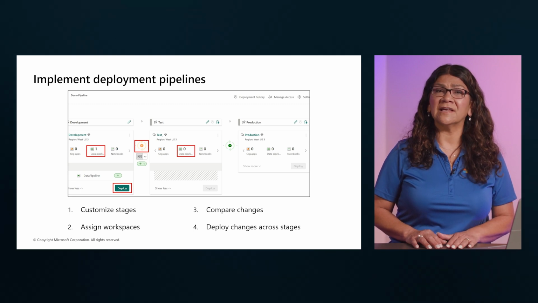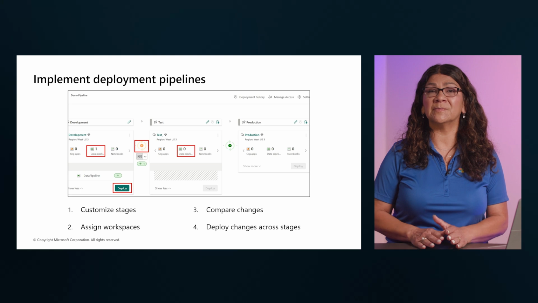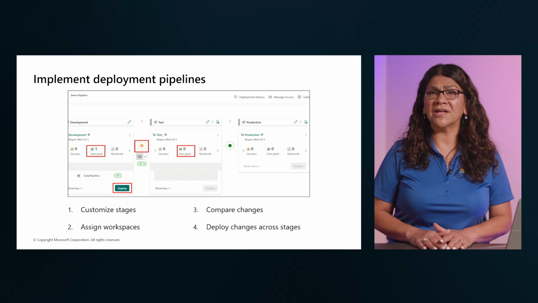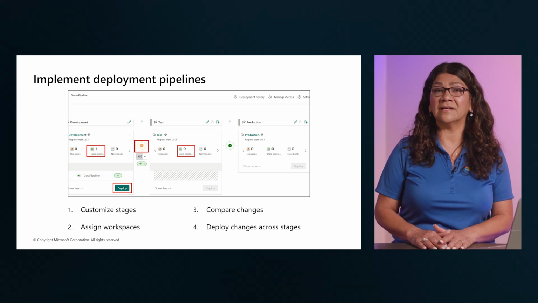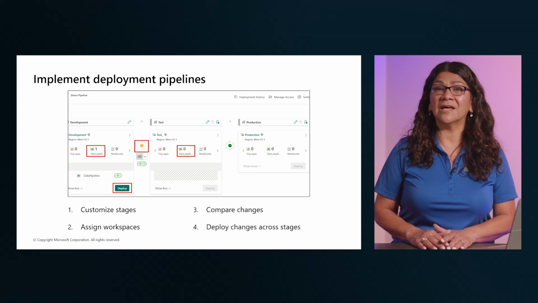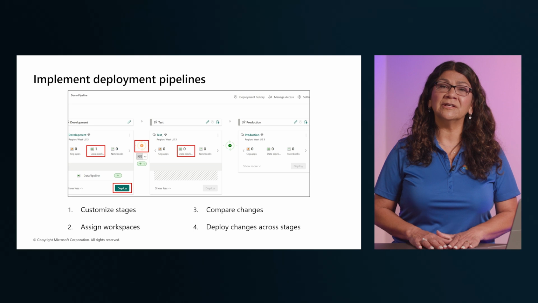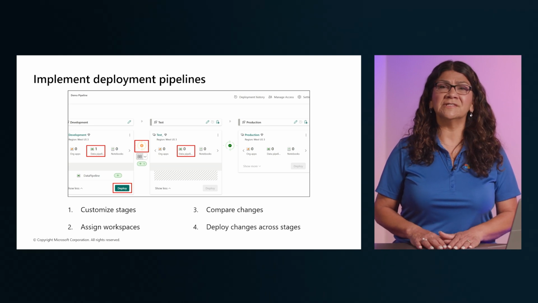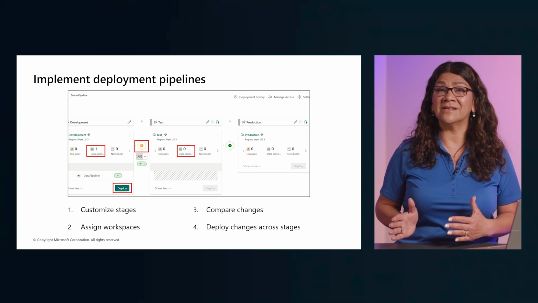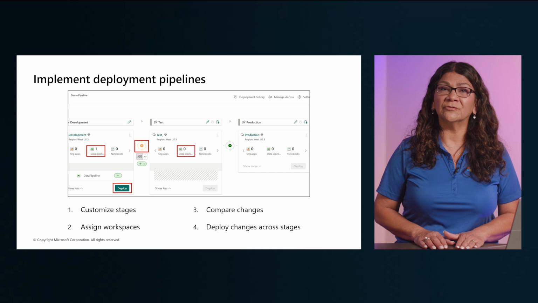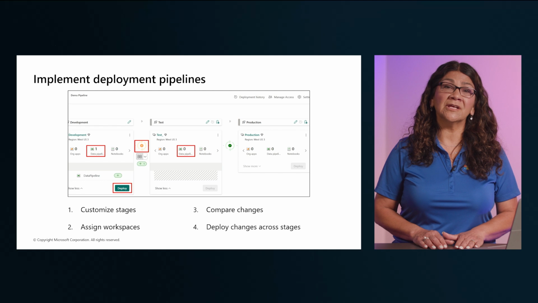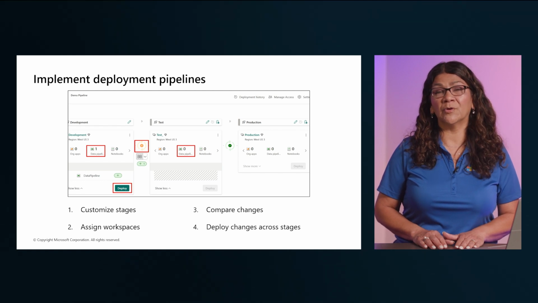Assigning workspaces links each stage of your deployment pipeline to specific environments where the code will be deployed and tested. This ensures that changes are deployed to the correct environment at each stage, maintaining a clear separation between development, testing, and production environments. Comparing changes involves reviewing the differences between the current state of the code in one stage and the proposed changes in the next stage. This step is crucial for identifying potential issues or conflicts before deployment, ensuring that only intended changes are moved forward.